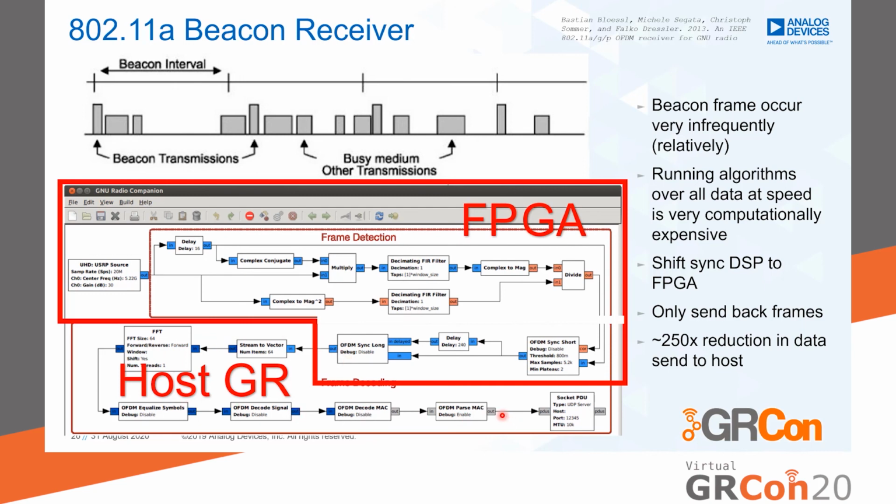By doing this, in the case of a beacon receiver where we only care about beacon packets, we can reduce the data rate that we're pushing back by 250x. That's an extreme reduction in data rate. Doing this in GR at 20 megasamples a second would be complicated or challenging, but reduce that by 250 and it's pretty reasonable. You might be able to pull it off on a Raspberry Pi or something.